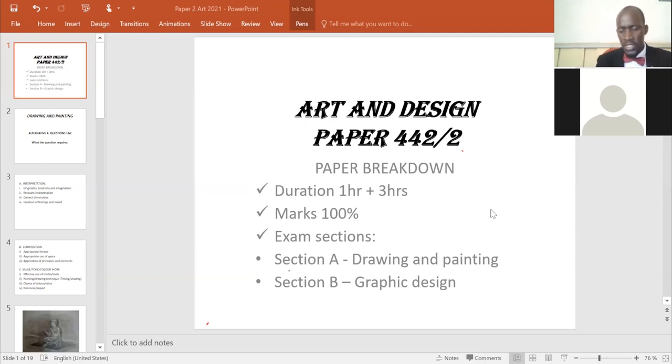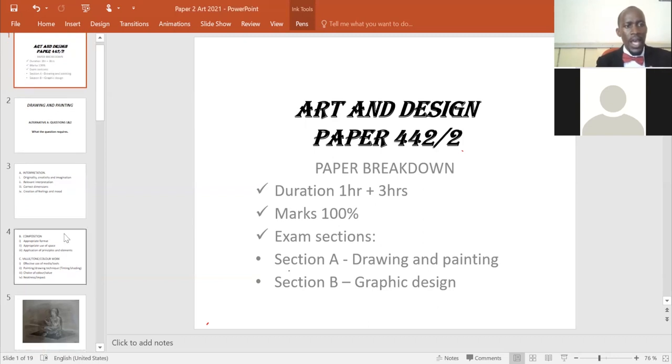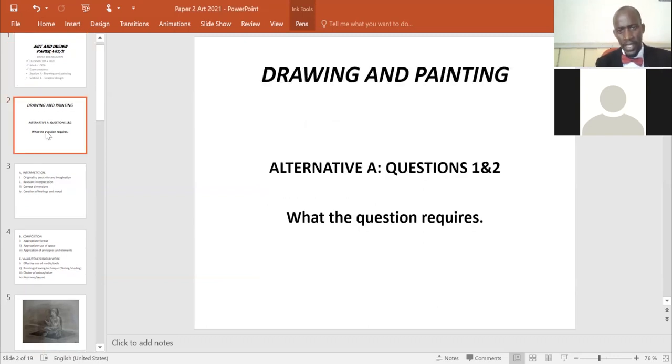Now, what does the paper require of the learners? We've mentioned the alternatives. We have alternative A and alternative B. Alternative A consists of questions 1 and 2. What are the requirements of these questions, question 1 and 2? In most cases, question 1 is normally a drawing and question 2 is normally a painting.